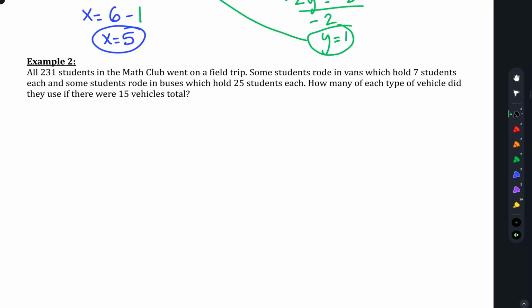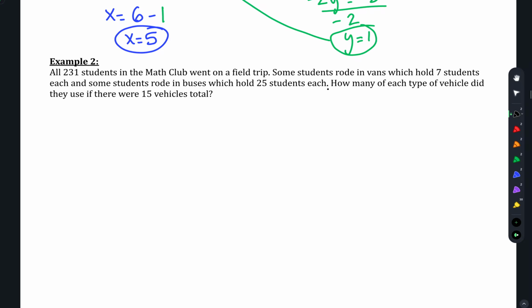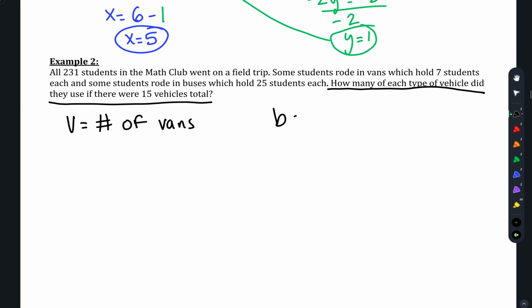So the first thing I do, as always, is I look at my question, and it's asking how many of each type of vehicle did they use. So my 2 variables should be relating to the number of vehicles. Let's call V the number of vans, and let's call B the number of buses.